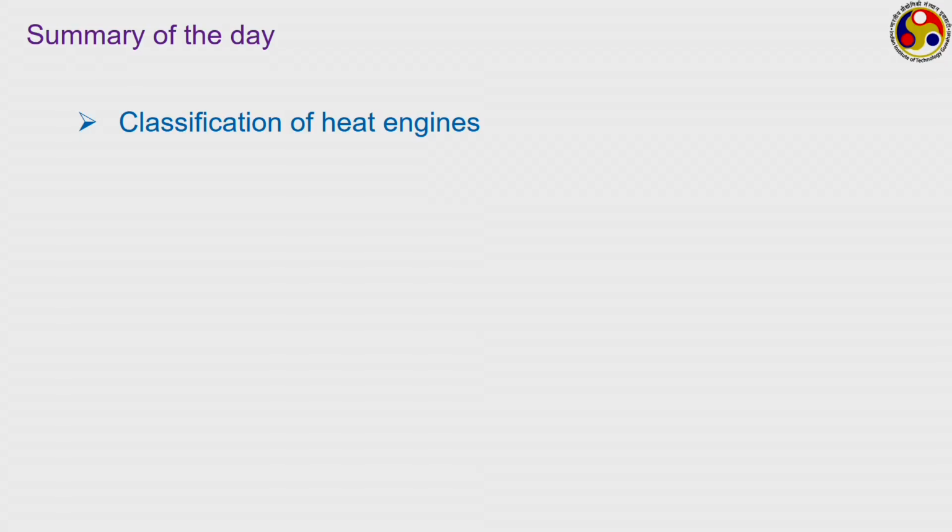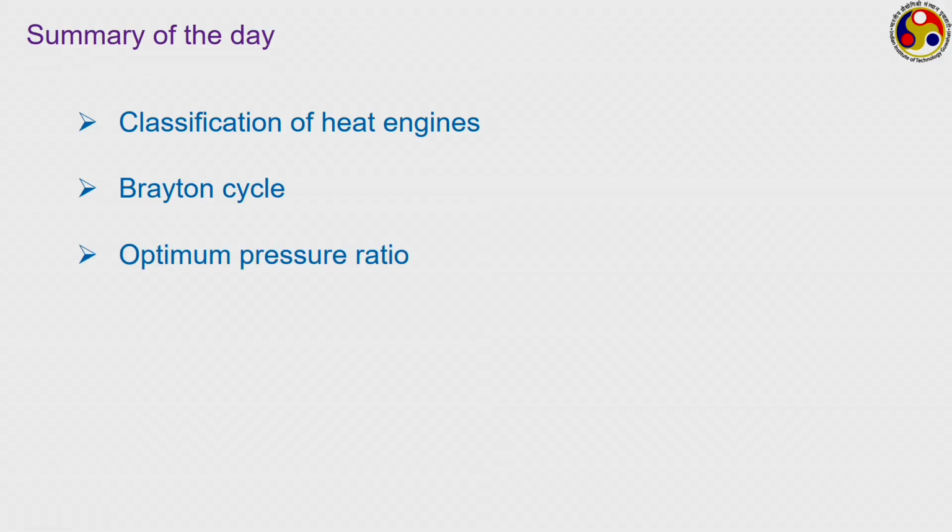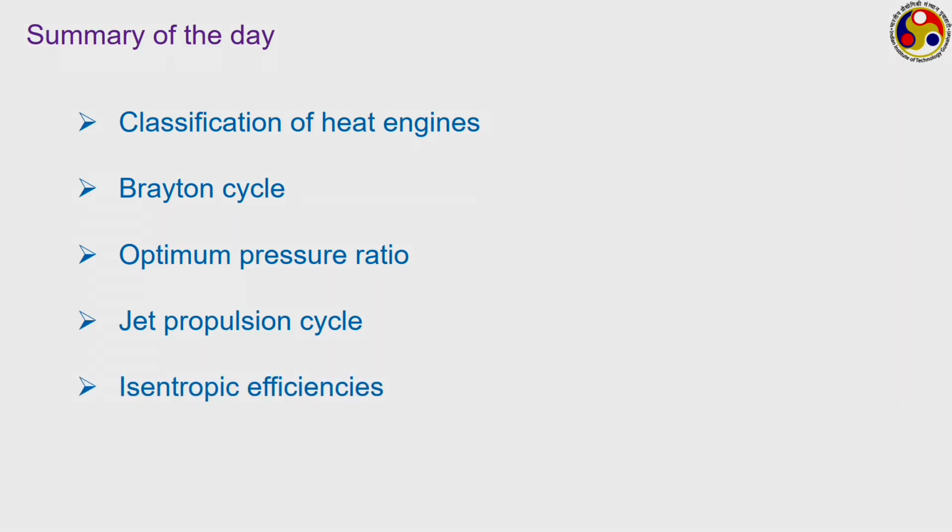Just to summarize our day, we have discussed the classification of heat engines to identify the difference between external combustion and internal combustion engines. Then we talked about the Brayton or Joule cycle, the ideal cycles, the concept of optimum pressure ratios for given maximum and minimum temperature for the cycle. Then we talked about the application of Brayton cycle in the form of jet propulsion cycle, where we curtail the turbine power output just to satisfy the compressor input requirement. And finally, we have talked about the isentropic efficiencies and accordingly the practical modification that automatically comes into the ideal Brayton cycle.